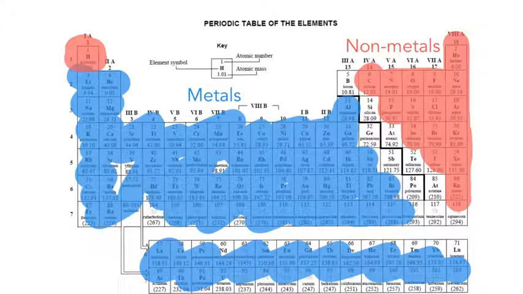Now there's about 7 elements that I did not include in either group at all, and these are our metalloids. So you can see they're on our mystical staircase. So our metalloids actually separate the metals from the nonmetals. So now what we're going to do is look at some of the characteristics of our metals, our nonmetals, and our metalloids.